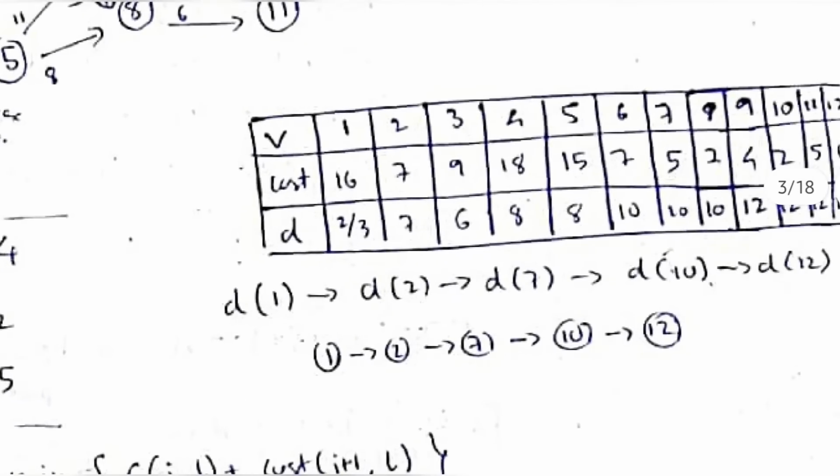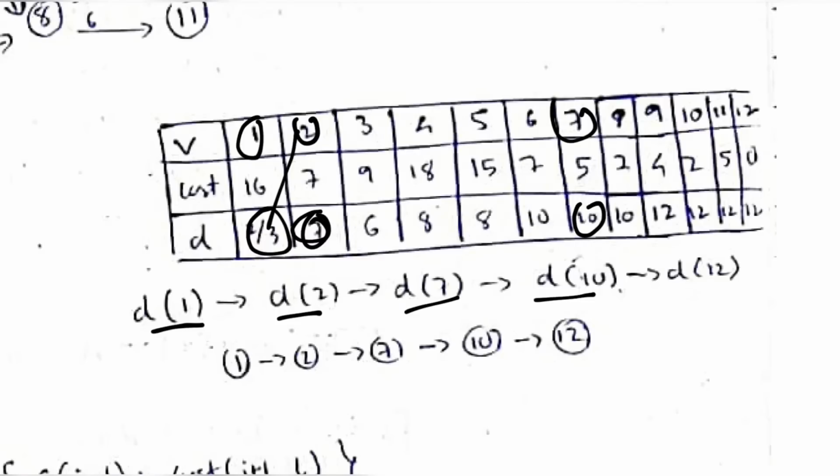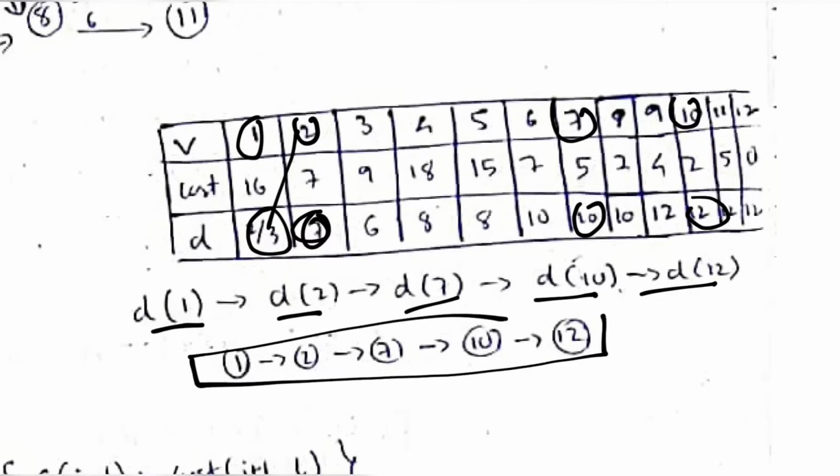Okay, so after getting that, what you have to write is start from here, from the first vertex. In the first vertex where you will go, 2 or 3. I choose 2. So if you go to 2, next where, 7. So 1, 2, 7. From 7 where you will go, 10, then 10. From 10 where you will go, 12. So this is the shortest path from 1 to 12.